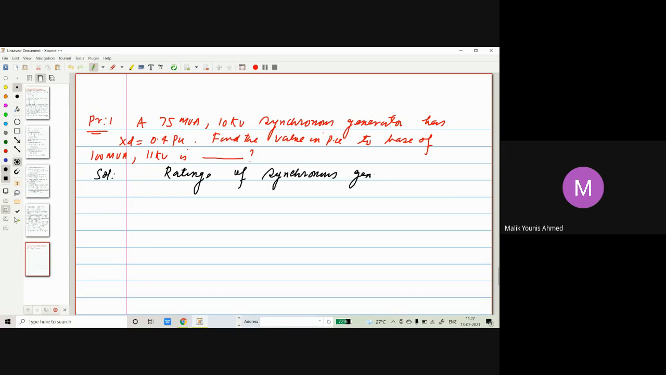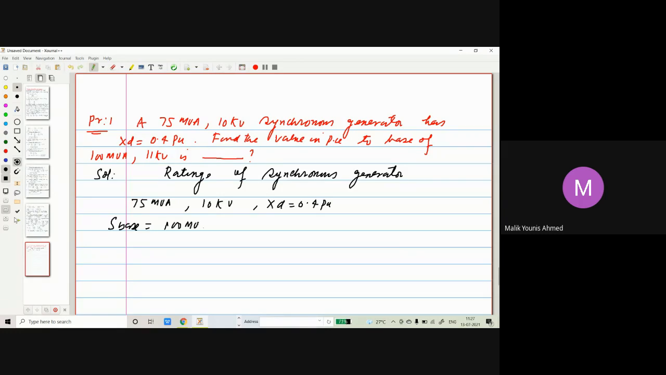Synchronous generator. What are those ratings? We have 75 MVA given as the complex power base rating. We have also been given the voltage as 10 kilovolts, and XD equal to 0.4. This is the data given to us. Also it is given that S base will be 100 MVA.